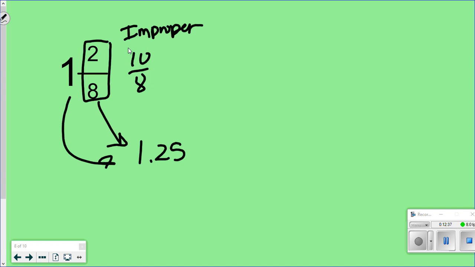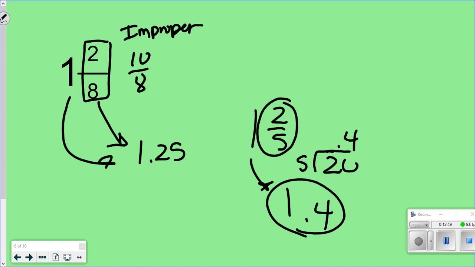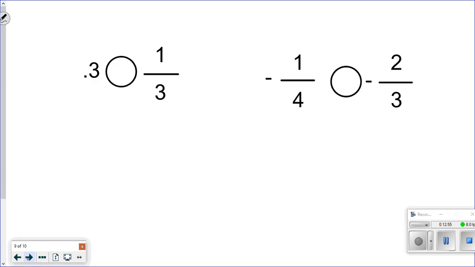So if I have this, I would find what this is as a decimal, 0.4. And then I would bring my whole number down and put it in front. So that's a really simple way if you have a whole number and a fraction to find the decimal from that. All right, the last thing you're going to have to do today is compare.